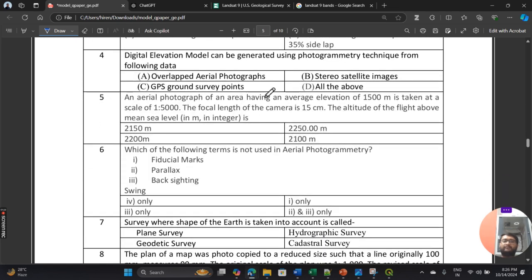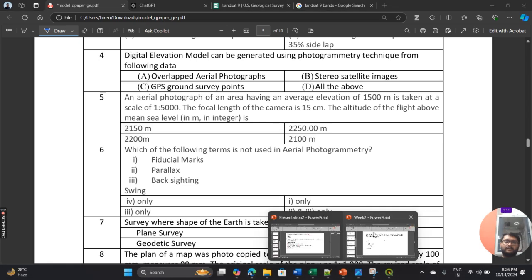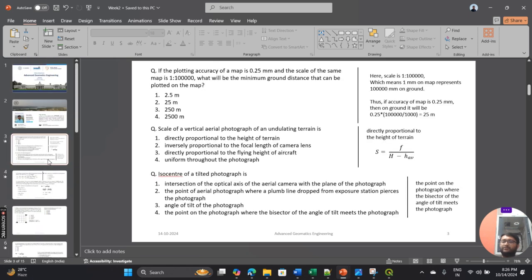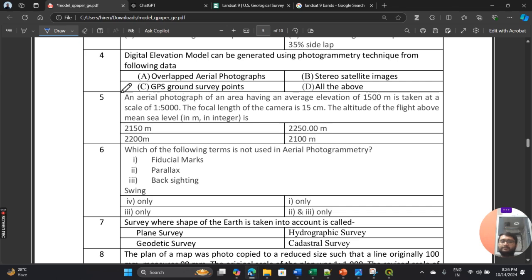In an aerial photograph, an area having an average elevation of 1,500 meters is taken at a scale of 1 to 5,000. The focal length of the camera is 15 centimeters, and find the altitude of the aircraft. This is a very classic question which we solved in the first and second week of this course. You can go through the PPTs which I uploaded in this class. The scale is equal to focal length divided by H minus average height. Use this formula and calculate this particular question.